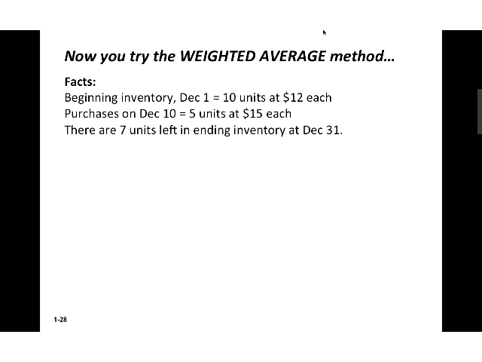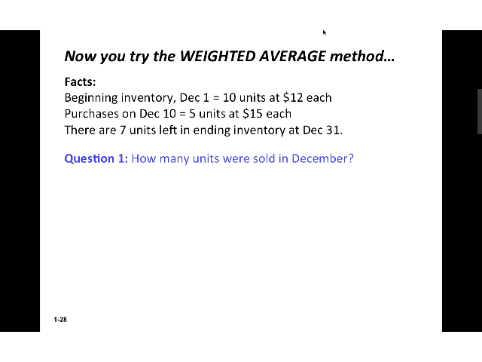Okay, so the facts are, and I'm pushing this out to Learning Catalytics at the same time: the beginning inventory, December 1st, is 10 units at $12. The purchases on December 10th were 5 units at $15, and there are 7 units left in ending inventory. Now the first question we need to answer is, how many units were sold in December? So the facts you're given: beginning inventory, 10 units at $12 each, purchases, 5 units, and there are 7 units in ending inventory.